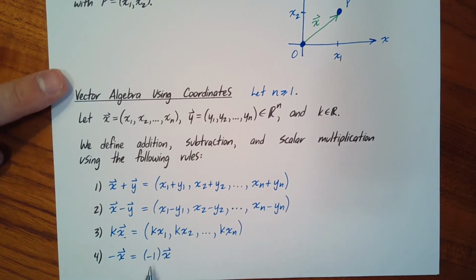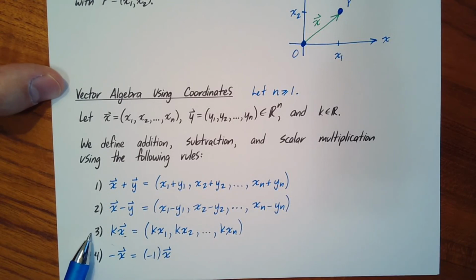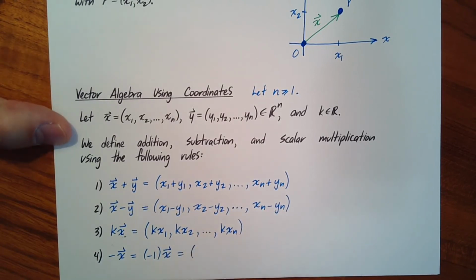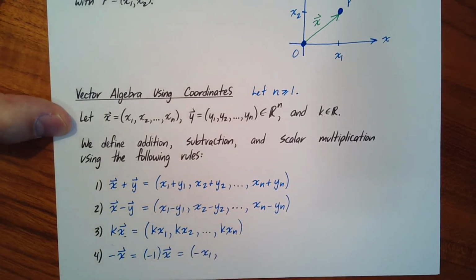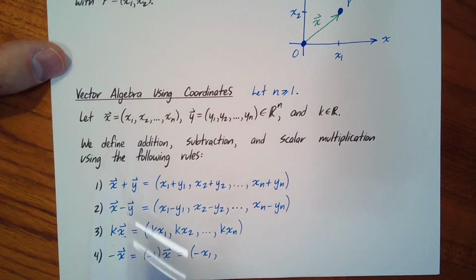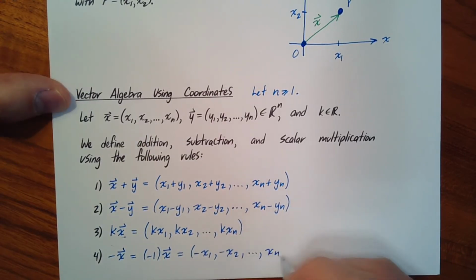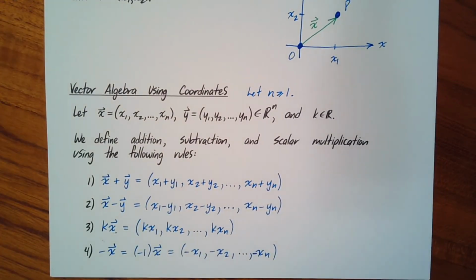But what's that going to give you? Well, if you go by the third definition here, if I have -1 as my k, -1 times x is just going to multiply each of those coordinates by -1. So really what this is going to be is the first coordinate of x multiplied by -1, so you're going to get -x1. Then you'll have the second coordinate of x multiplied by -1, so you'll have -x2, and so on, all the way down to the last coordinate, which is also going to have a negative in front of it. So that's what it means to put a negative sign in front of a vector. You're really just multiplying it by the scalar -1.